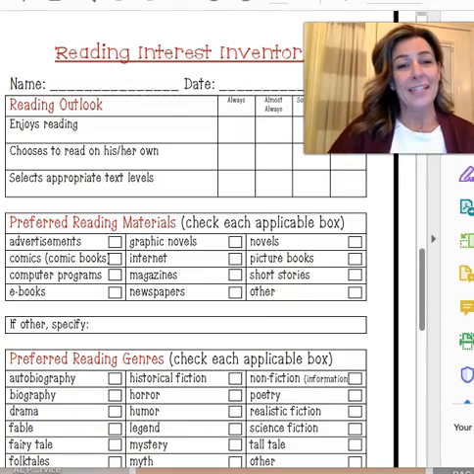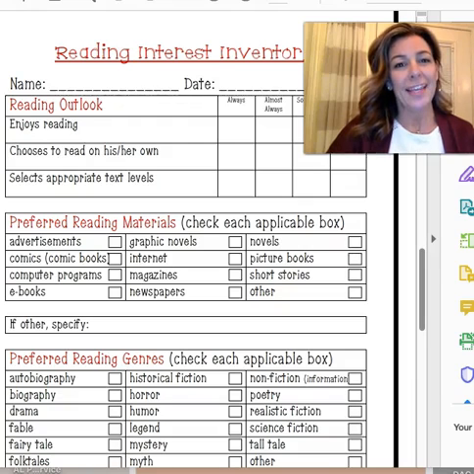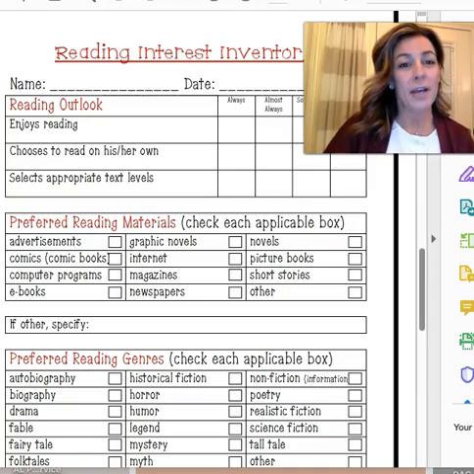A great assessment to consider using at the very beginning of the school year is an interest inventory. This is an opportunity for you to accelerate the process of getting to know your kids. Not only will this give you a snapshot of how to motivate your students, but it will also show you what they like. That will help you as you choose your different resources that you will use in your class.